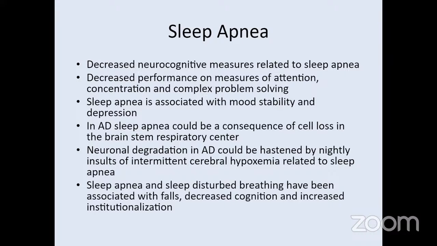Sleep apnea is related to decreased neurocognitive measures, decreased performance on measures of attention, concentration, and complex problem solving. So sleep apnea is associated with mood instability and depression. In Alzheimer's disease, sleep apnea could be a consequence of cell loss in the brainstem respiratory center, and neuronal degradation in Alzheimer's disease could be hastened by nightly insults of intermittent cerebral hypoxemia related to sleep apnea. So sleep apnea and disturbed breathing have been associated with falls, decreased cognition, and increased institutionalization.